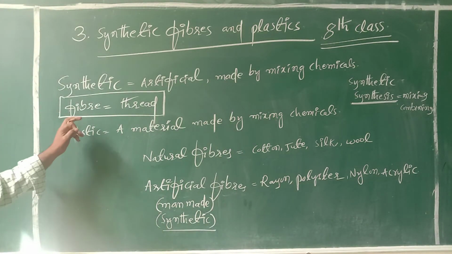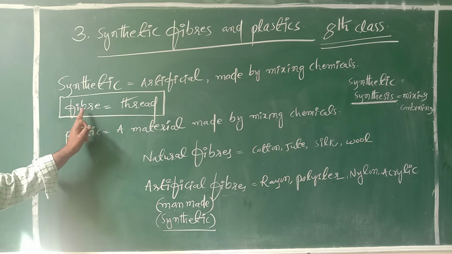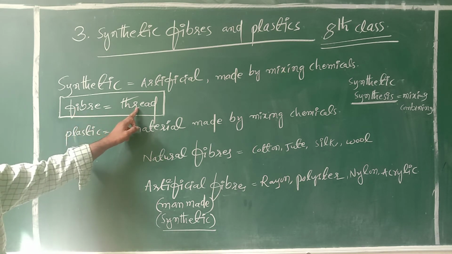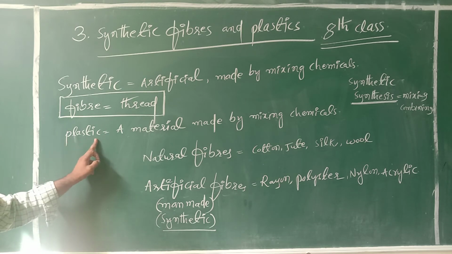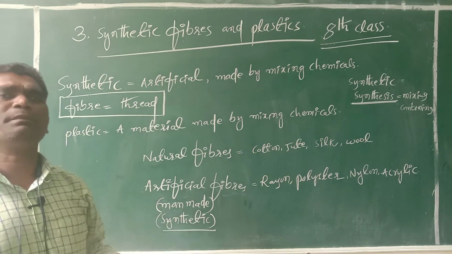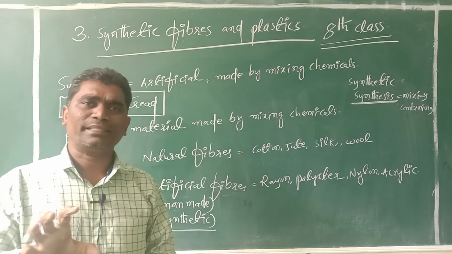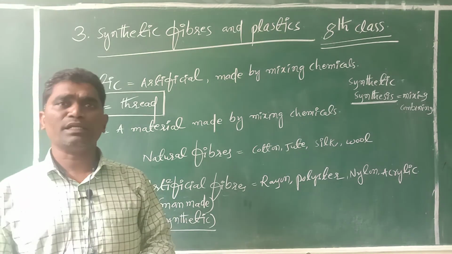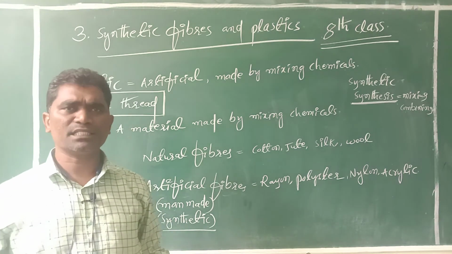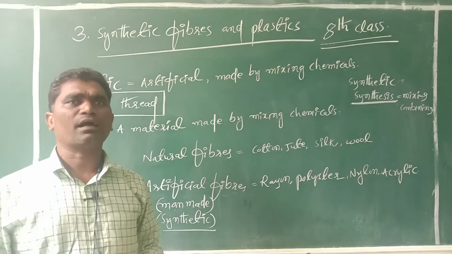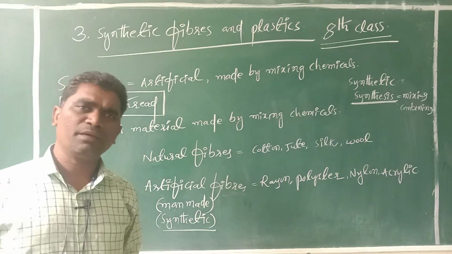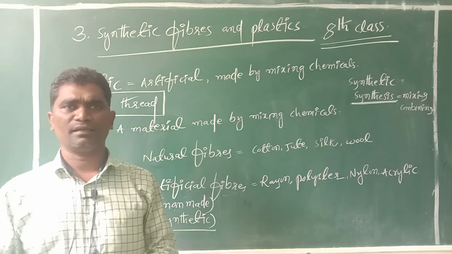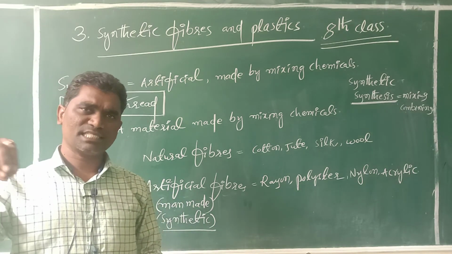Okay students, we already discussed that fiber means thread. Next, plastic. What is the meaning of plastic? Plastic is nothing but a material. Iron is a material, copper is a material, aluminium is a material, wood is a material. Like that, plastic is a material.